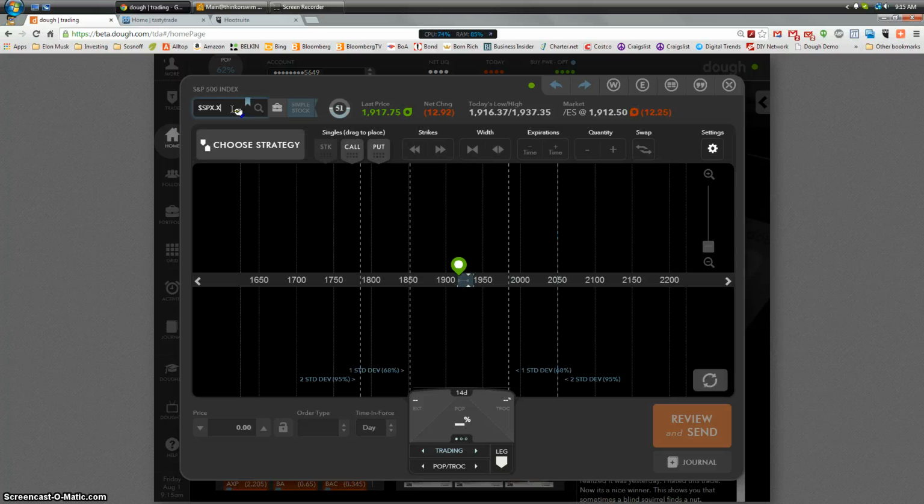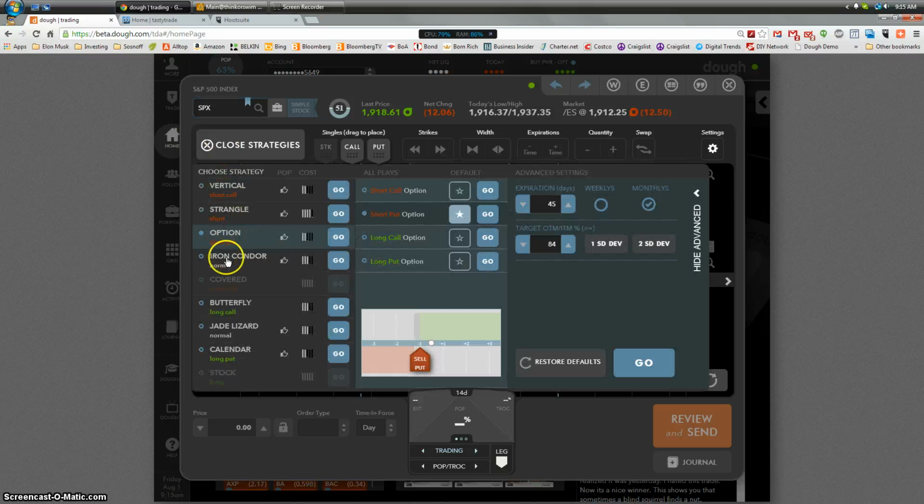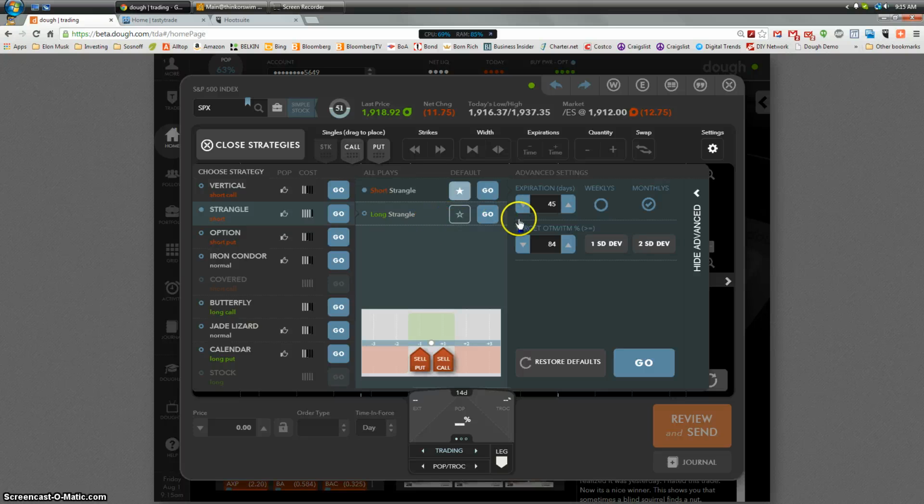Now, okay, so all she does is she's kind of a contrarian, meaning, contrary to popular practice, she wasn't really doing strangles or iron condors. She actually treats each side of the trade separately. Here's what I mean. If you go to choose strategy and you go to strangle, she was going 2 standard deviations out of the money.